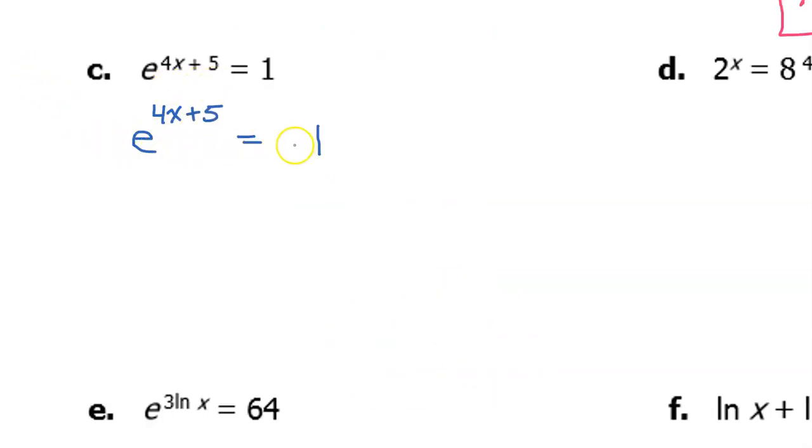I've recopied the problem so I can really show you what I am doing. Remember that natural log and base e are inverses. So I can cancel this out by doing the natural log of both sides of the equation. Natural log and base e cancel each other out, so we are left with 4x plus 5 is equal to the natural log of 1. We know the value of this.